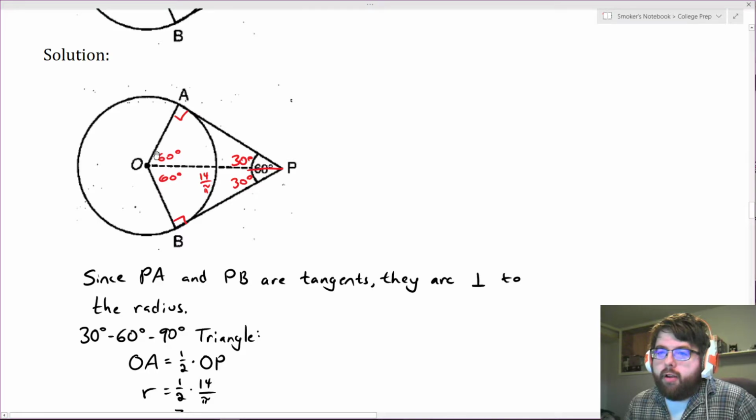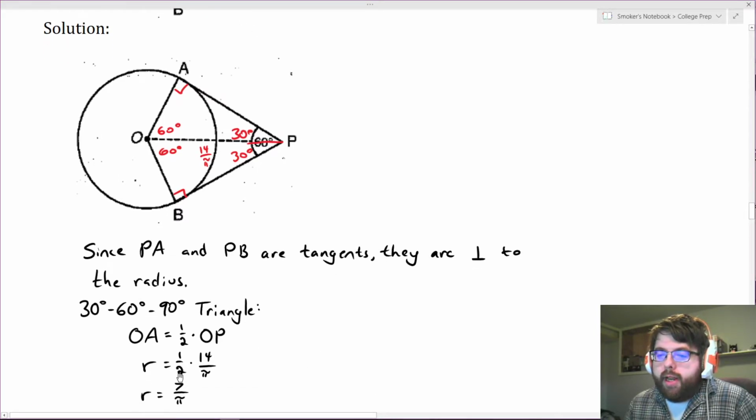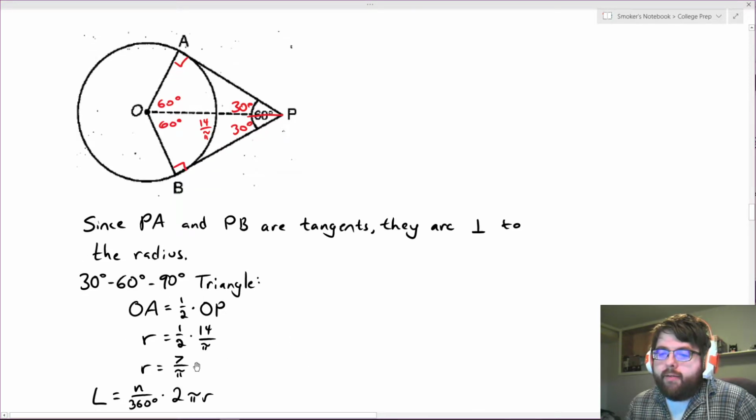And this is R. Okay, this is our radius. So I'm replacing OA with R. I'm replacing OP with what we know. And I already explained that OA is going to be half OP. So 1/2 times 14 over pi. The 2 and 14 simplify to 7 over pi. So we have a radius of 7 over pi.